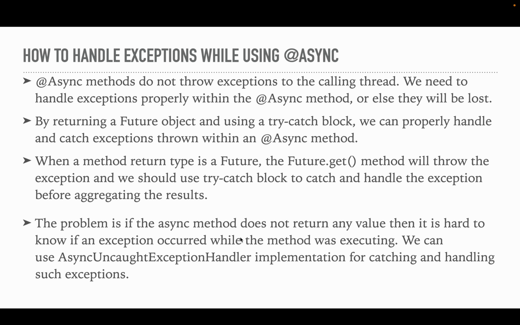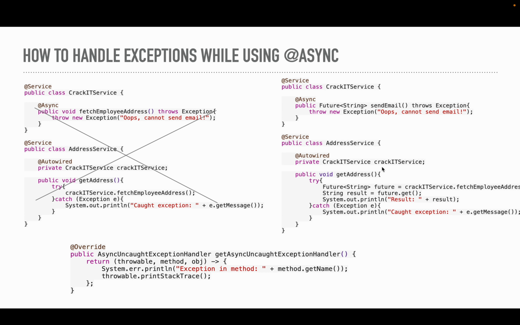The problem is, if the async method does not return any value, then it's hard to find out if any exception occurred while the method was executing. Yes, if this exception is missed, even though this is throwing an exception, it will not come to this catch block. Why will that exception get missed? When there is an application failure and I am trying to debug, I will not be able to identify where exactly the application fails.